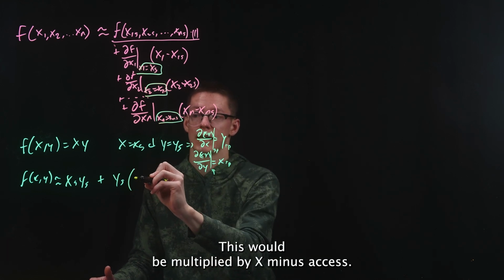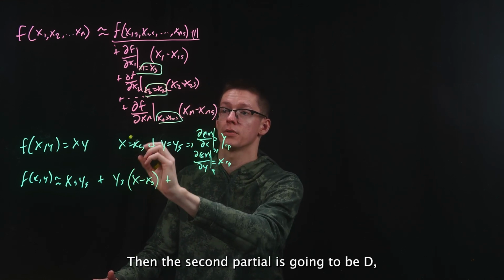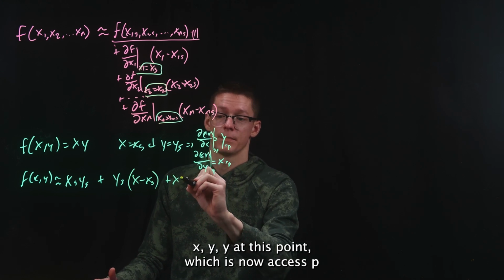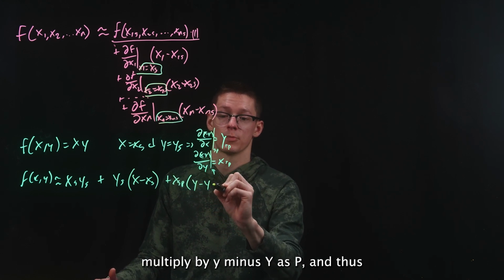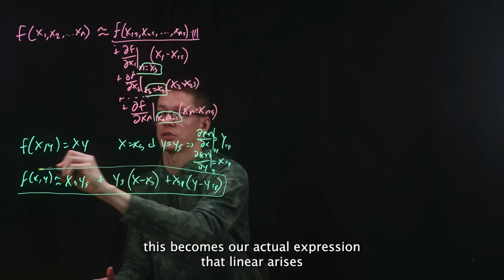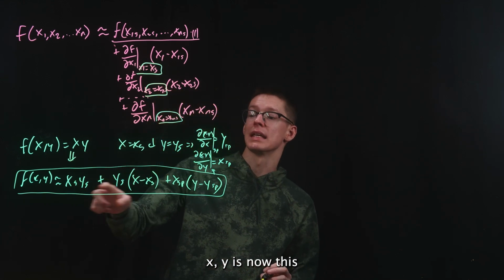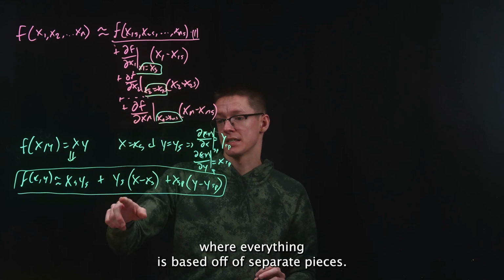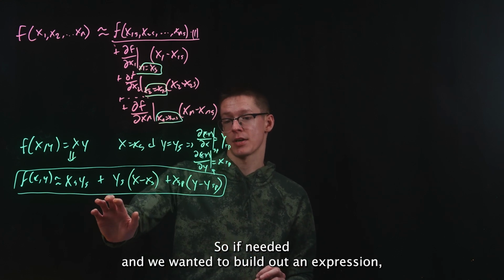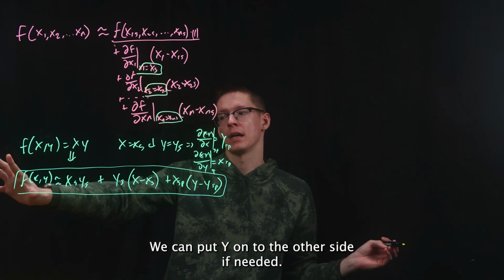This will be multiplied by x minus xs. Then the second partial is going to be dxy dy at the set point, which is now xsp, multiplied by y minus ysp. And thus, this becomes our actual expression that linearizes xy, where everything is based off of separate pieces. So if needed, and we wanted to build out an expression, we now have x and y separated from each other. We can put y onto the other side if needed.